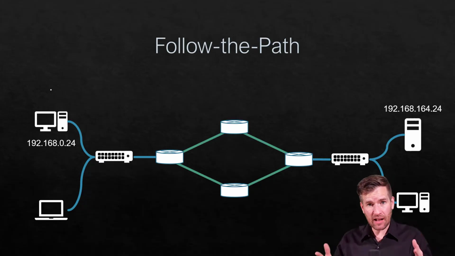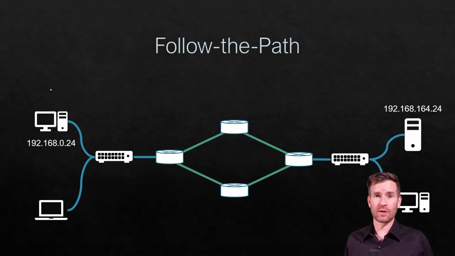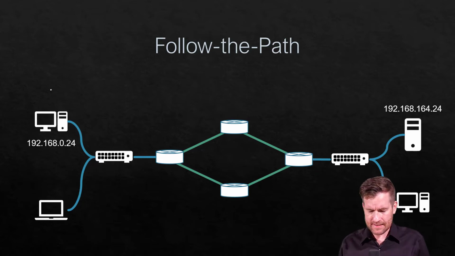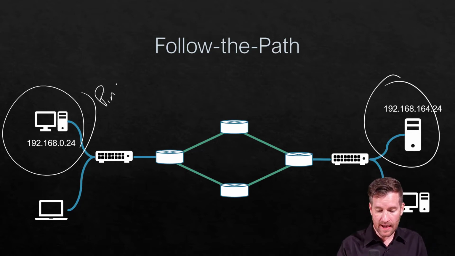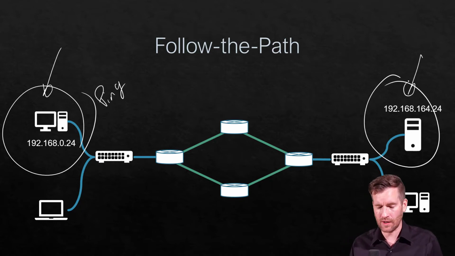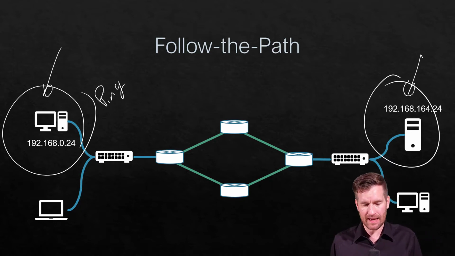Then we have the follow the path method of doing this troubleshooting. So for instance here, we have two devices right here, and we know the network that's in between these devices. We try doing a ping, and we know that we can't get from this PC to this workstation right here. So something is stopping it in between.